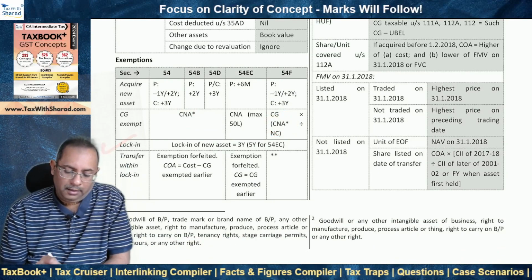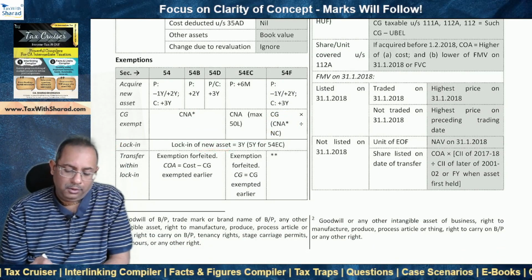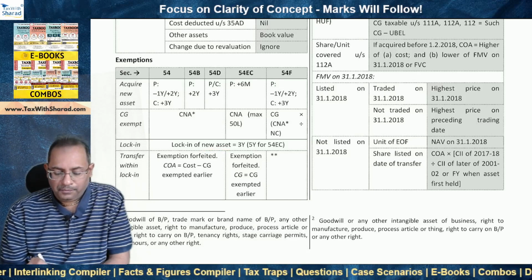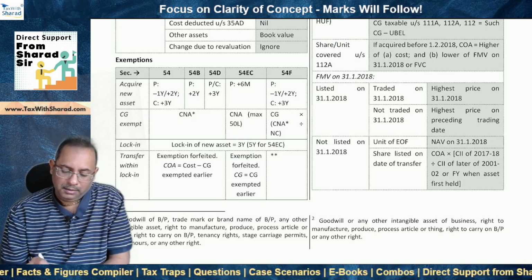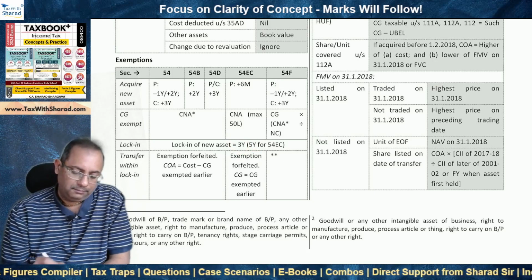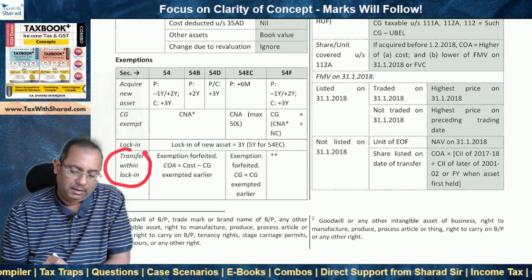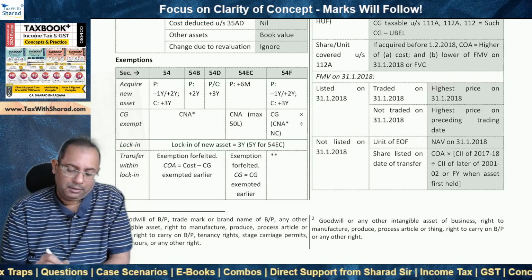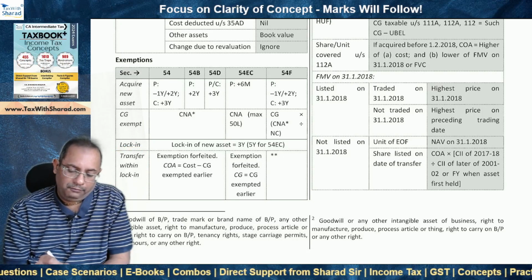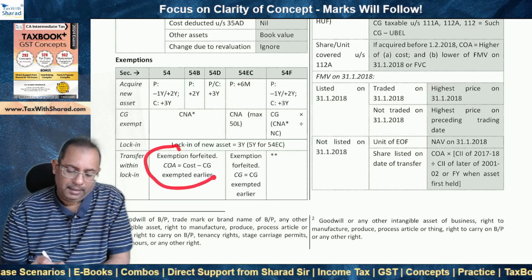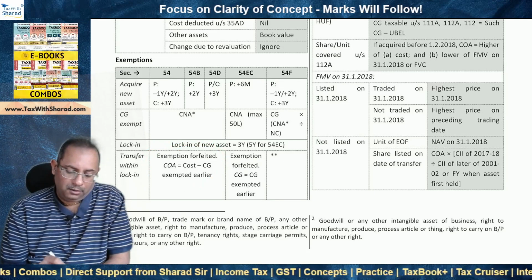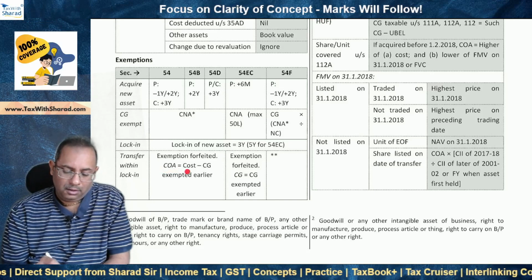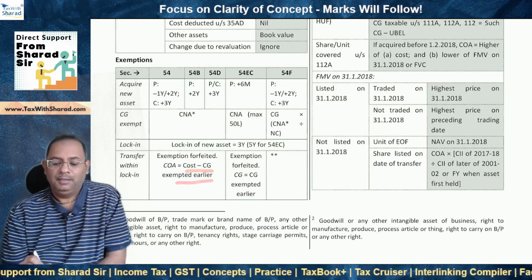Now, what is the lock-in in terms of new asset? The new asset should not be transferred before the expiry of 3 years. So the lock-in is 3 years. Now this 3 years is actually 5 years for 54EC. What if the new asset is transferred within this lock-in period? For 54, 54B and 54D, the exemption which was granted earlier is forfeited, and for computing capital gain, the cost of acquisition that is taken is the cost minus the capital gain which was exempted earlier.